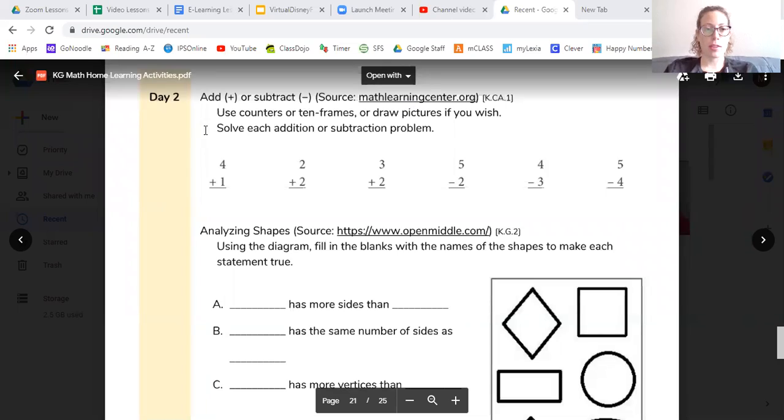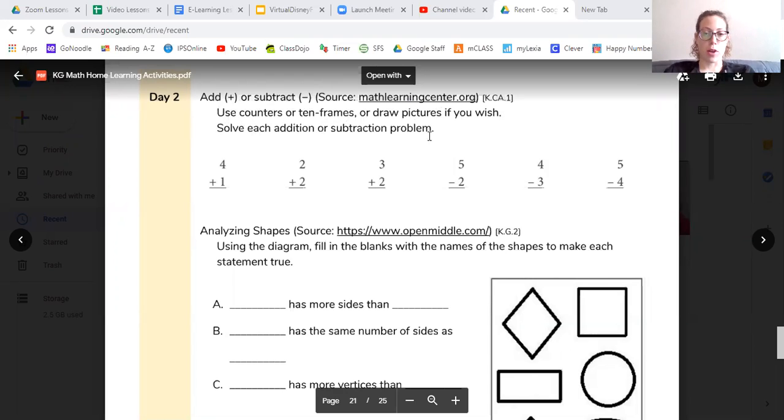All right, week 4, day 2. Add, and remember adding is when there's the plus sign, or subtract, and that's the minus sign in a problem. And then use counters or 10 frames or draw pictures if you wish. So if you need help, you can draw a picture, use a 10 frame, make a number line, or you can use your fingers to do addition and subtraction.